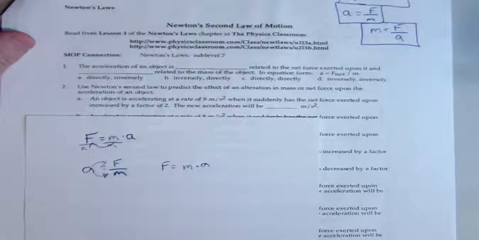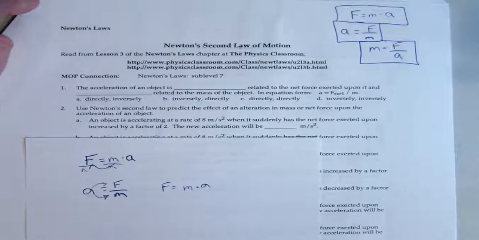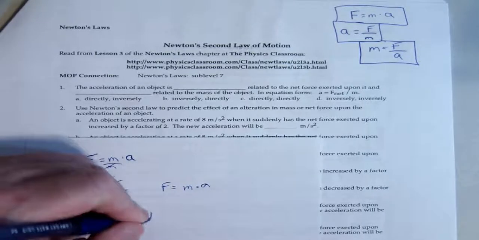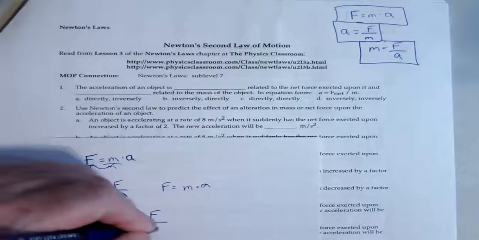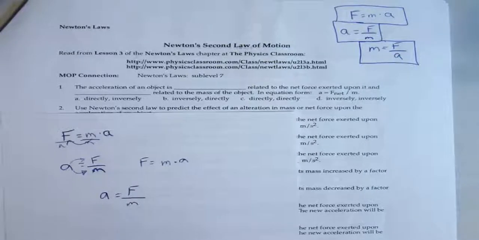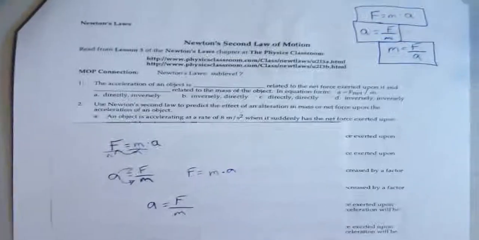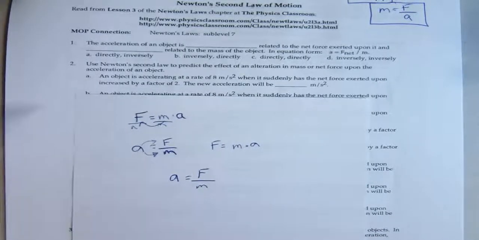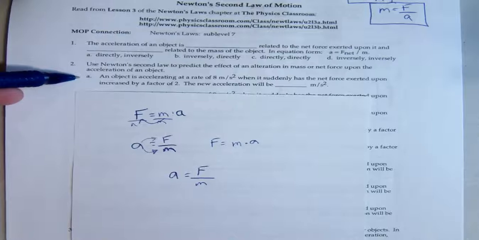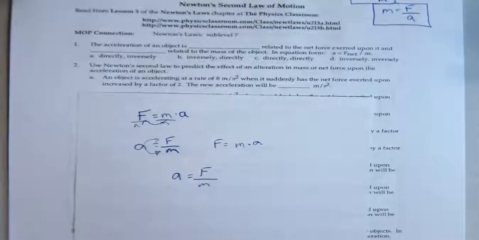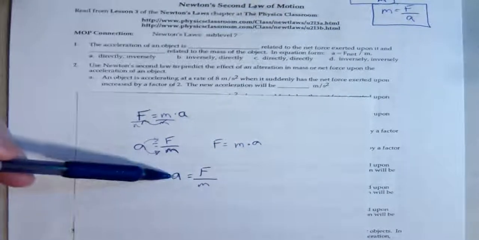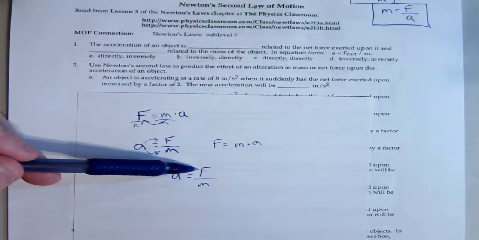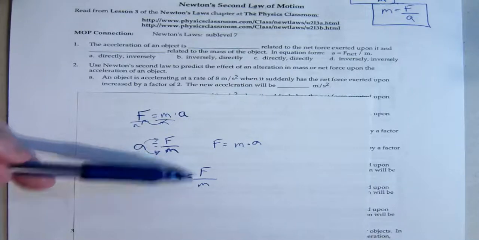I'll move it down so you can see the other one. So acceleration equals force divided by mass, right? Let's actually go ahead and do number one so we get it. The acceleration of an object, and we said this in the intro, is blank related to the force upon it and blank related to the mass.